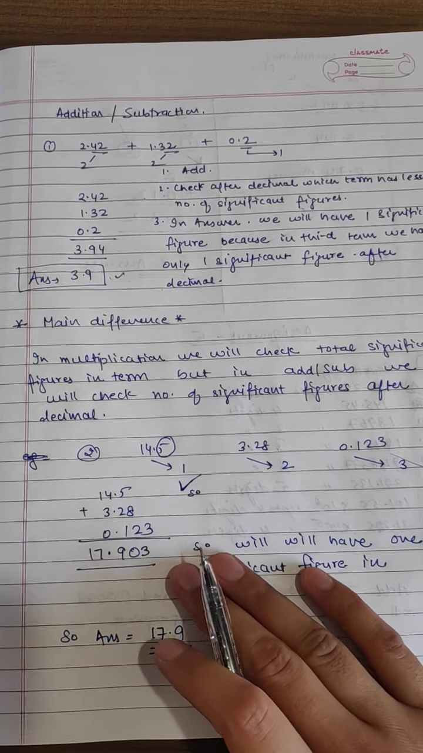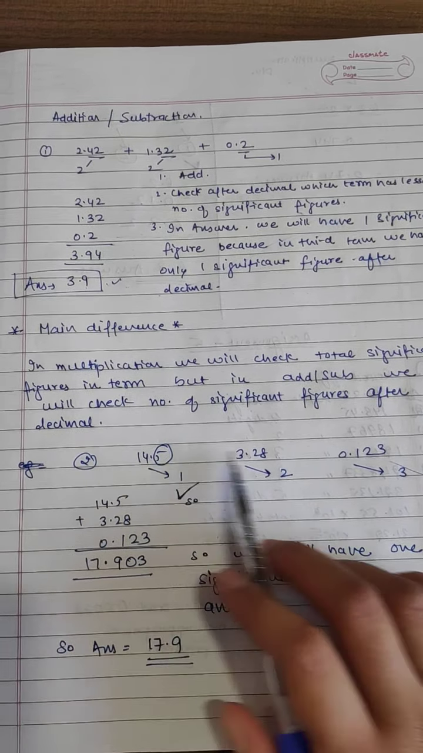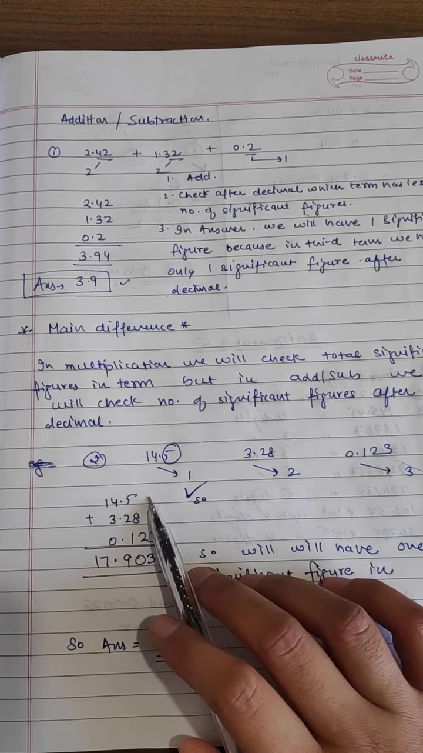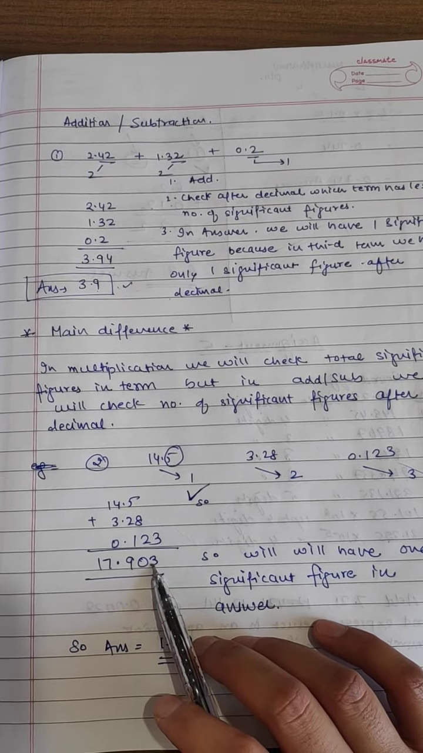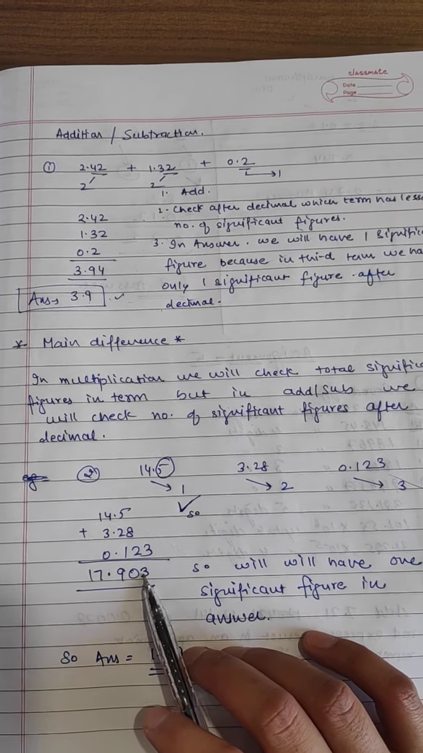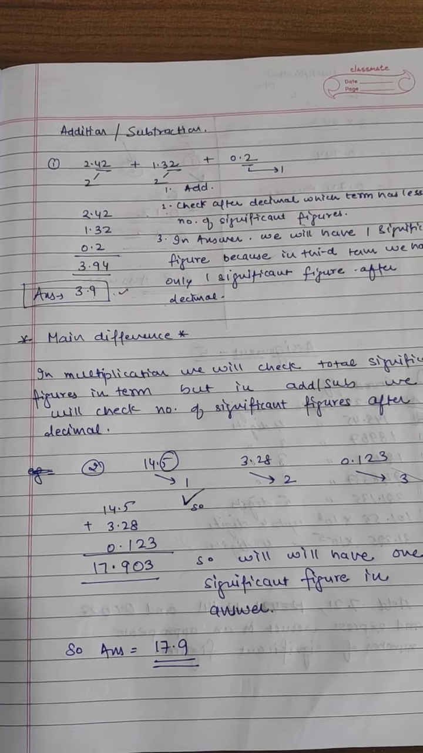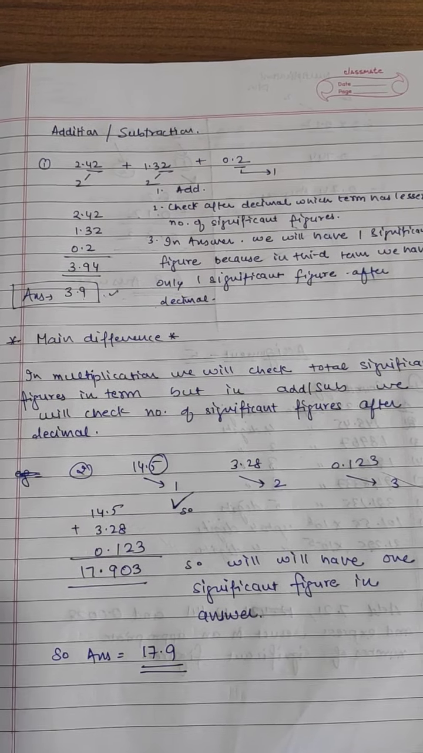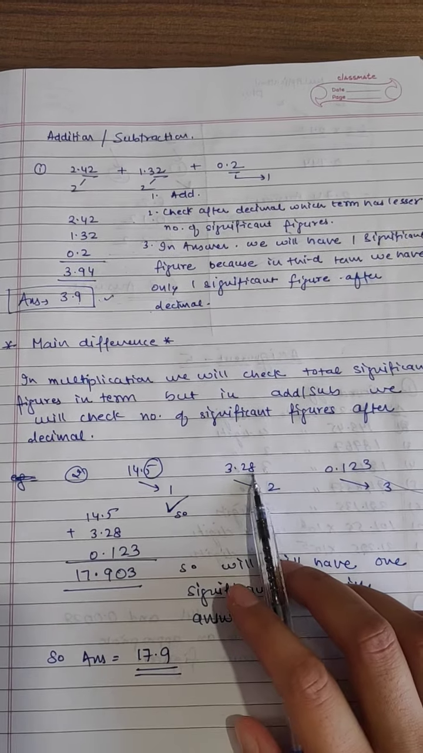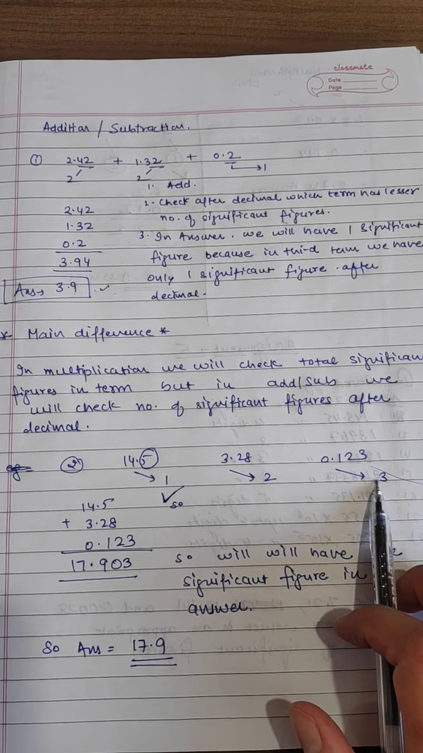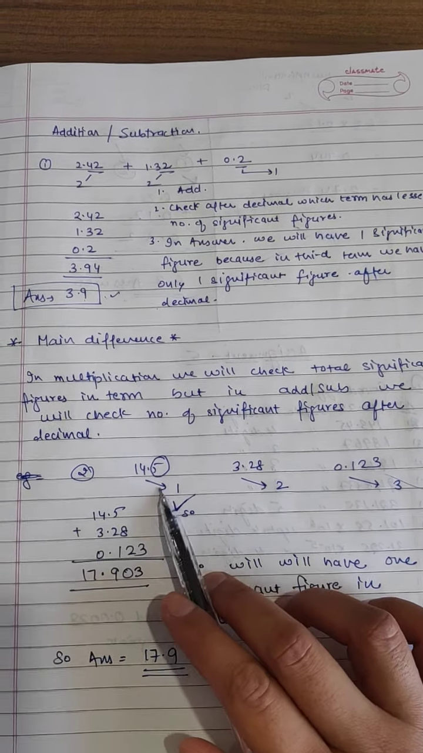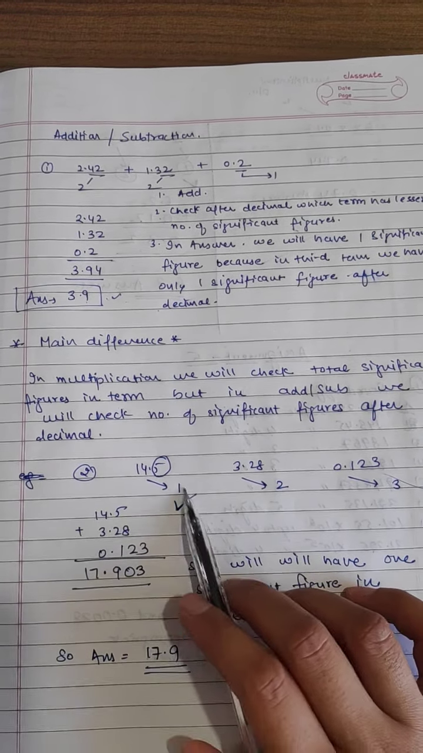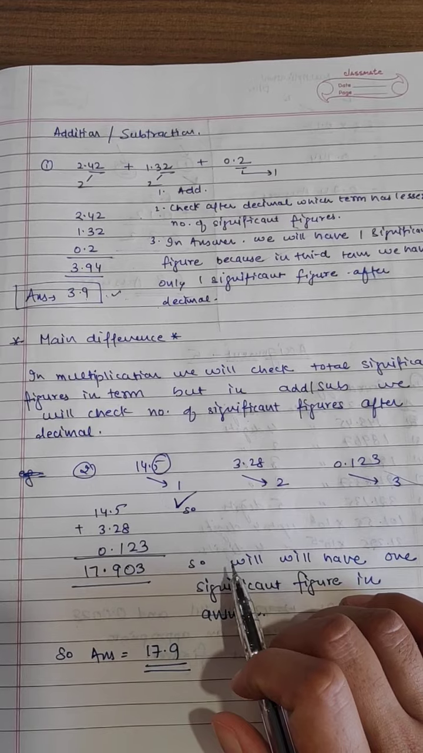Let's discuss another example. You have 14.5, 3.28 and 0.123. You have to add these terms. I have added and written the answer. So the first step was to just add. Second point, now we have to check the number of significant figures in each term and choose the lesser number. Here I am having 1, 2 after the decimal and 3 after the decimal. So it means my answer will have one significant figure after the decimal. After adding, my answer should have one significant figure after the decimal.